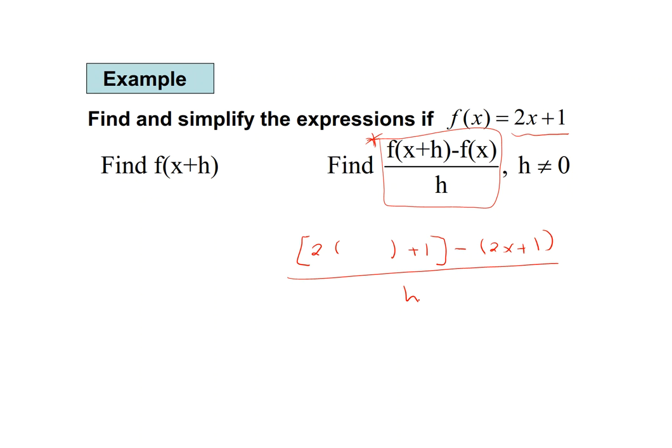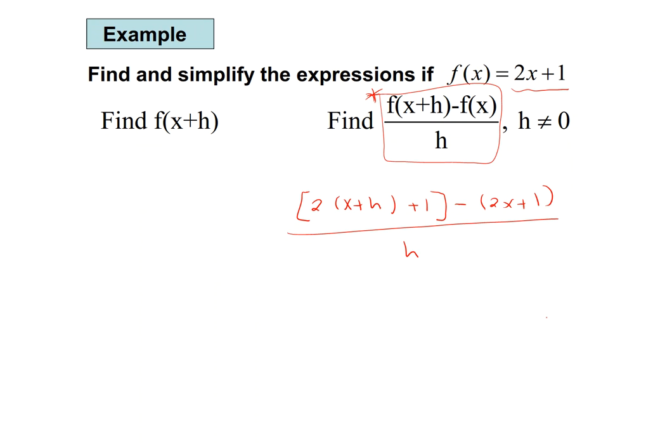Now, the f of x plus h part, again, when I evaluate the function of 2x plus 1 at x plus h, what I want to do is to replace everywhere that I see an x with x plus h. So instead of 2 times x plus 1, I'm going to have 2 times x plus h plus 1. So that's that f of x plus h part. And then minus f of x, well, the function f of x, we just need to rewrite that function as 2x plus 1. From here, we just want to simplify.